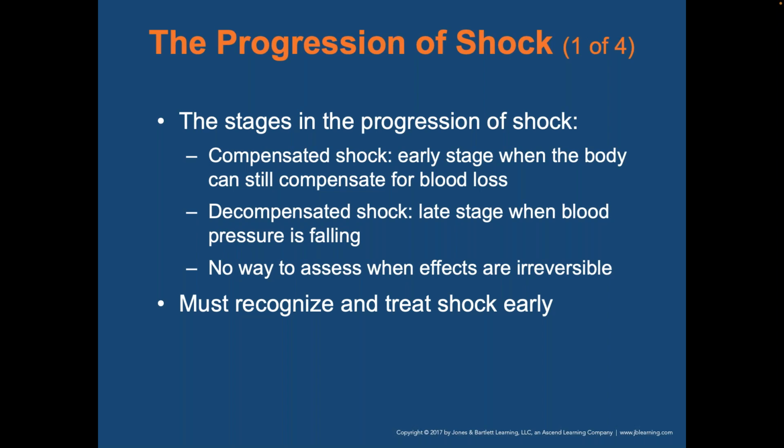Your decompensated shock, the late stage, is when blood pressure is falling. Signs and symptoms would be falling blood pressure, systolic blood pressure of 90 or lower, labored or irregular breathing, ashen mottled cyanotic skin, thready or absent peripheral pulses, dilated pupils, dull eyes, poor urinary output. When shock has progressed too far, it's called irreversible, and there's no way to assess when the patient has reached this point. It is imperative to recognize and treat shock early, well before the patient transitions into the decompensated phase. So again, we have to catch this in compensated shock and start treatment.